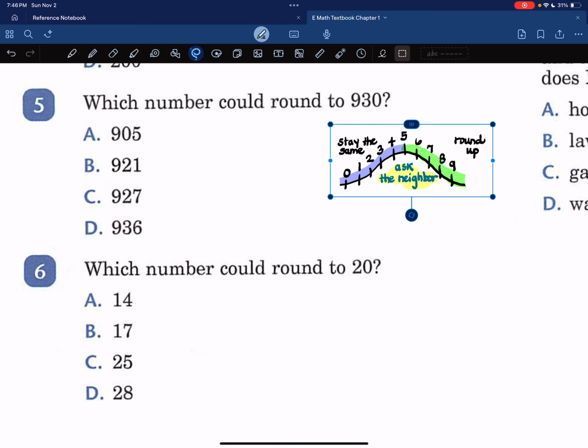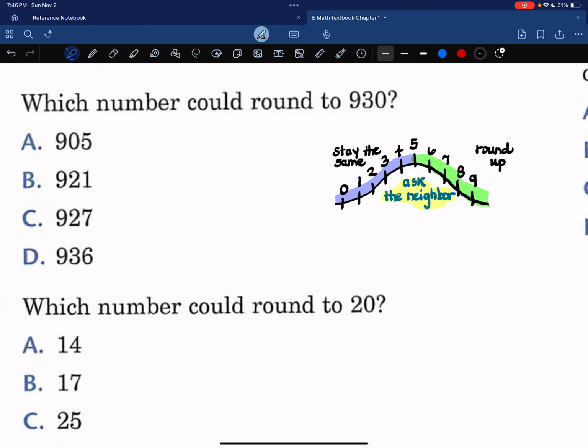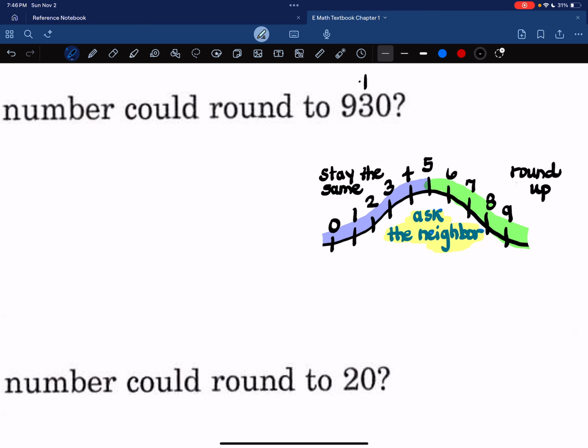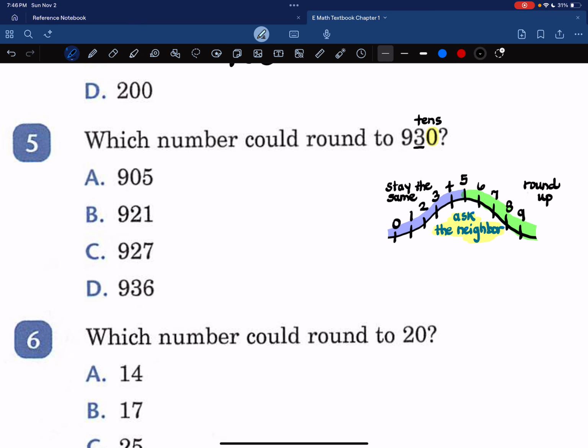Which number could round to 930? Well, this is rounded to the tens place because the ones place is the neighbor. The neighbor got rounded off. So we're looking for tens here. So let's look at these.